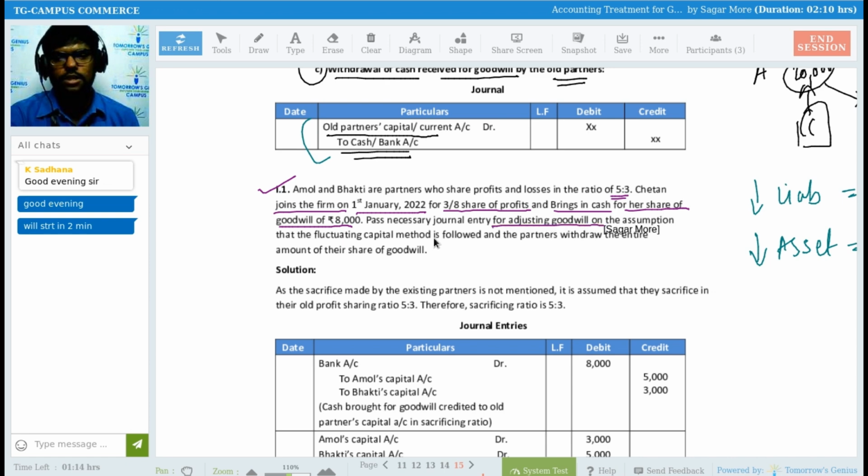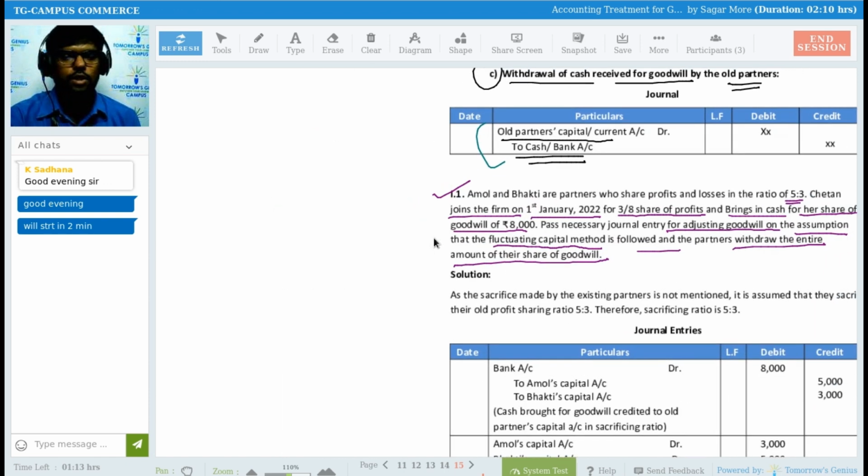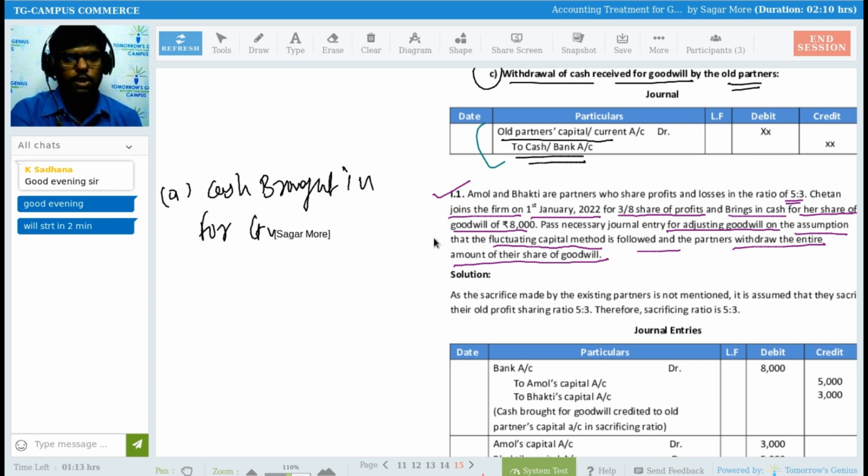Pass the necessary journal entry for adjusting goodwill on the assumption that the fluctuating capital method is followed and partners withdraw the entire amount of their share of goodwill. So what we have to do here, first of all, is understand which case it is. Case number 1 is this: cash brought in for goodwill by the new partner.